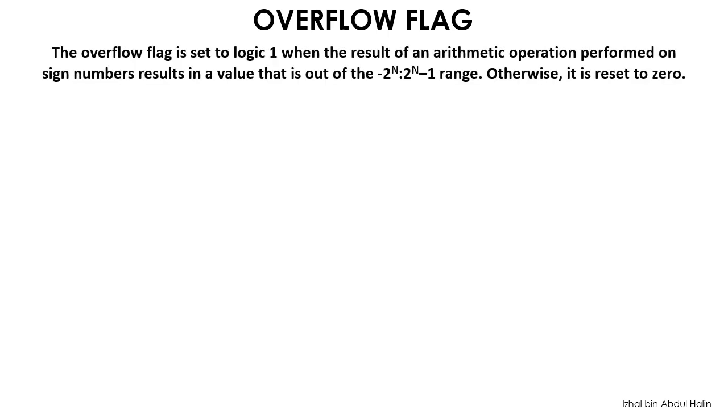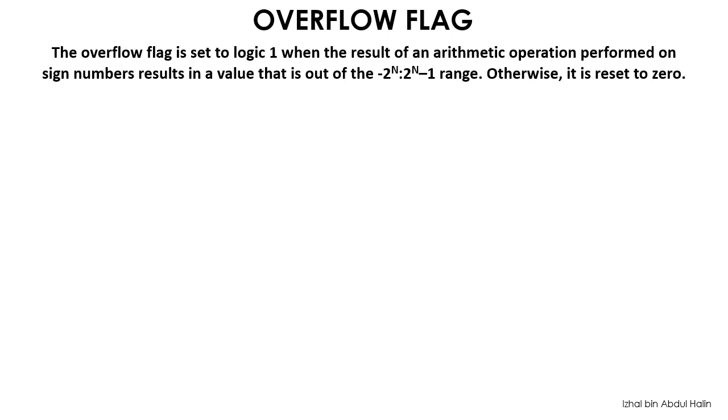Now, let's read the statement about how the overflow flag changes state. The overflow flag is set to logic 1 when the result of an arithmetic operation performed on signed numbers results in a value that is out of the -2 to the power of n, up to 2 to the power of n, -1 range. Otherwise it is reset to 0.